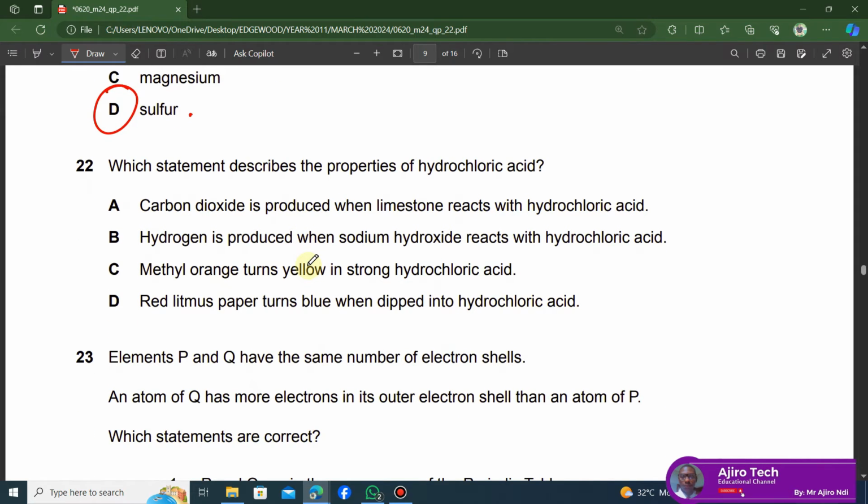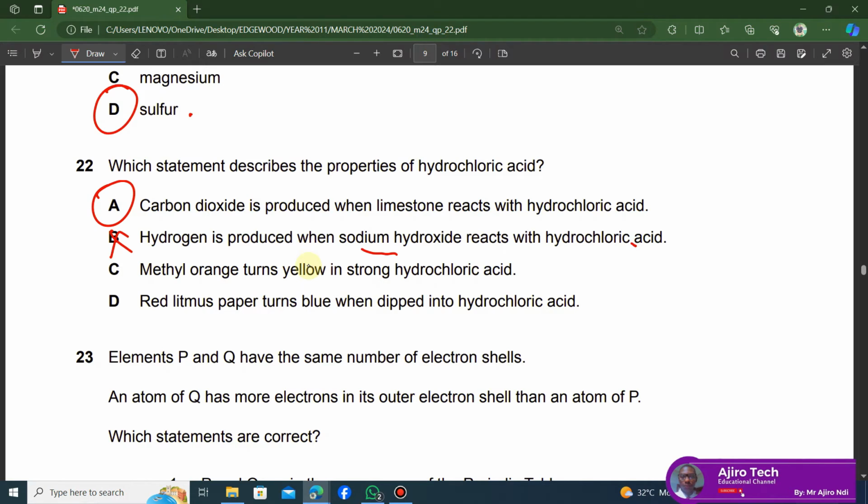Which statement describes the properties of hydrochloric acid? Okay, so let's read through the options. Carbon dioxide is produced when limestone reacts with hydrochloric acid. This is correct. Hydrogen is produced when sodium hydroxide reacts with hydrochloric acid. No. When sodium hydroxide reacts with hydrochloric acid, you produce a salt and water. So that's what makes this off.